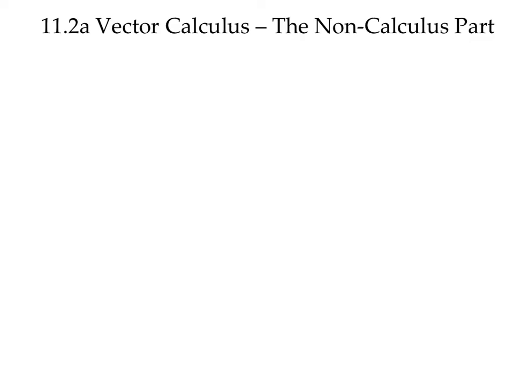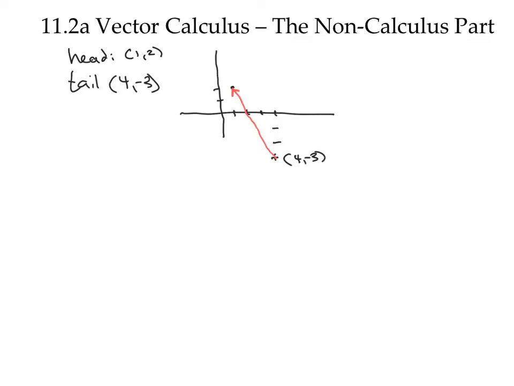Vectors have heads and tails. So the vector with head (1, 2) and tail (4, -3) is the vector that goes from the initial point, or the tail, (4, -3), and ends at the final point, or the head, at (1, 2). And you can subtract the head minus the tail to get an equivalent located vector, which is a vector starting at the origin. So if we do that, we get the following.